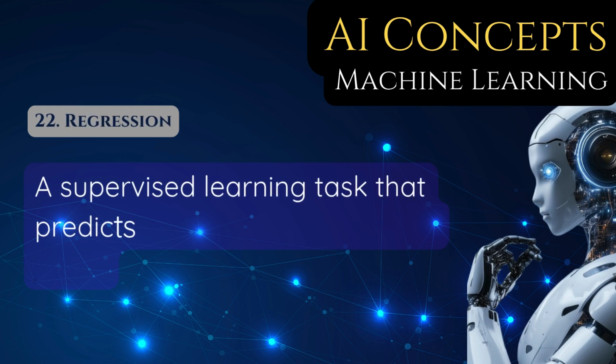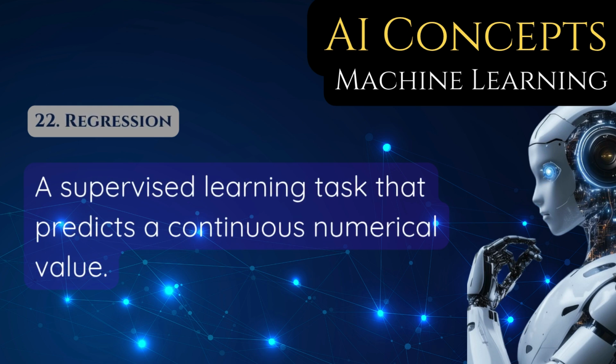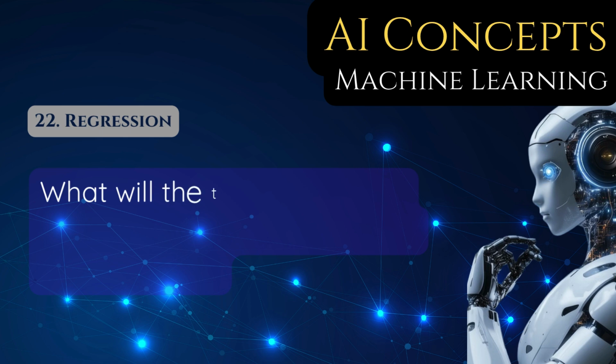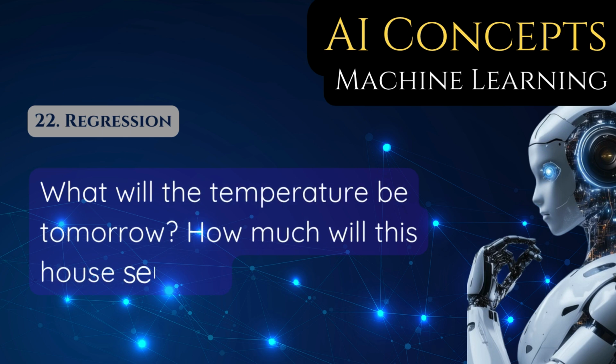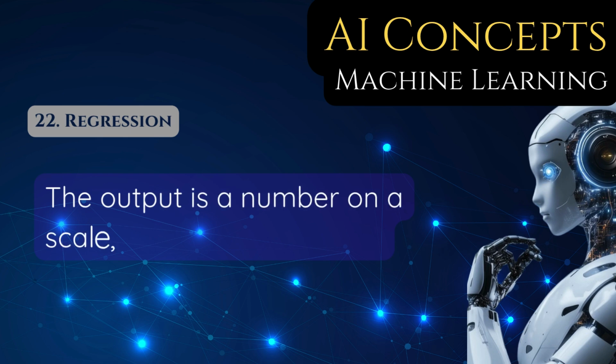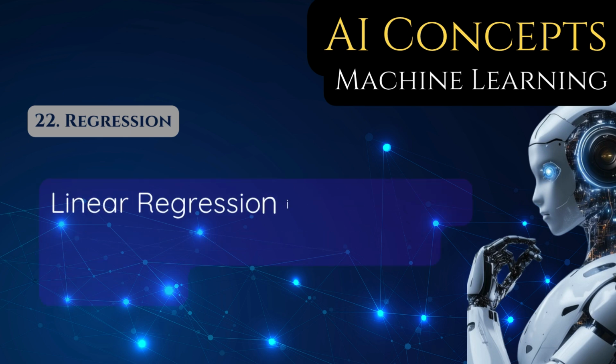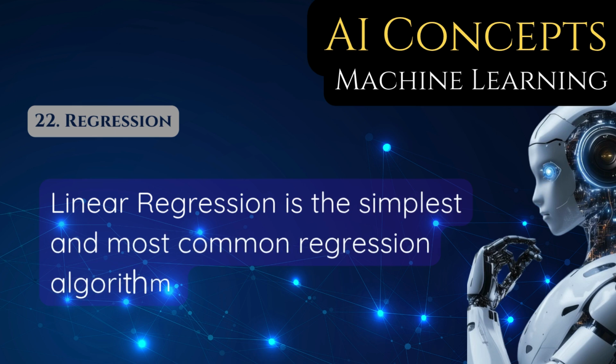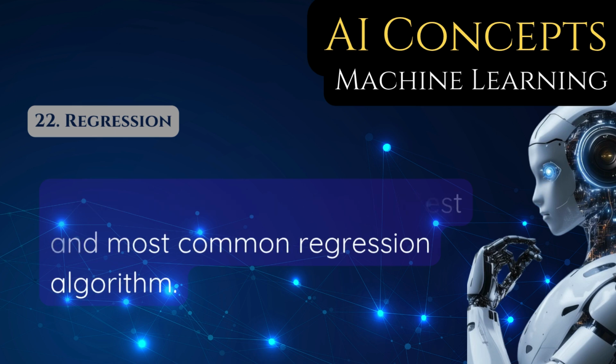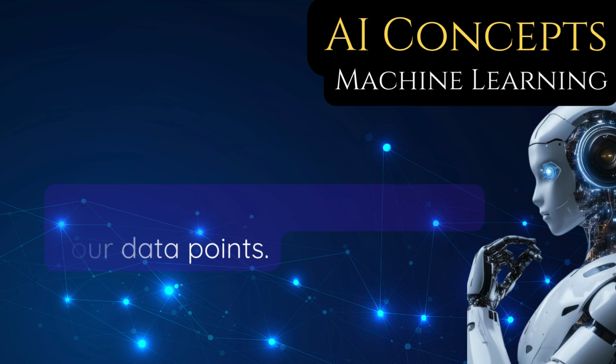22. Regression: a supervised learning task that predicts a continuous numerical value. What will the temperature be tomorrow? How much will this house sell for? The output is a number on a scale, not a fixed category. Linear regression is the simplest and most common regression algorithm. It's about fitting a line or curve to your data points.